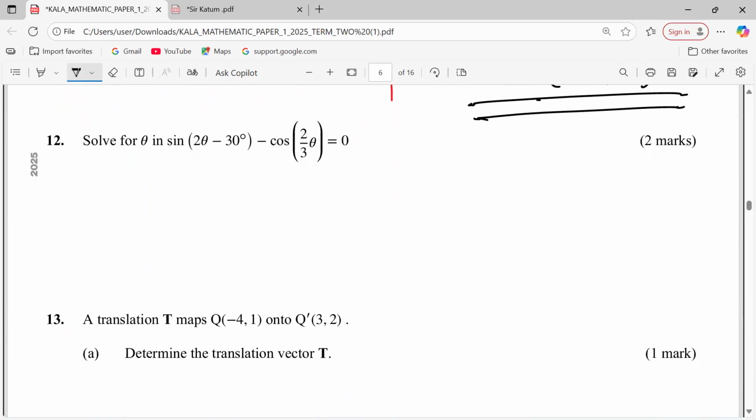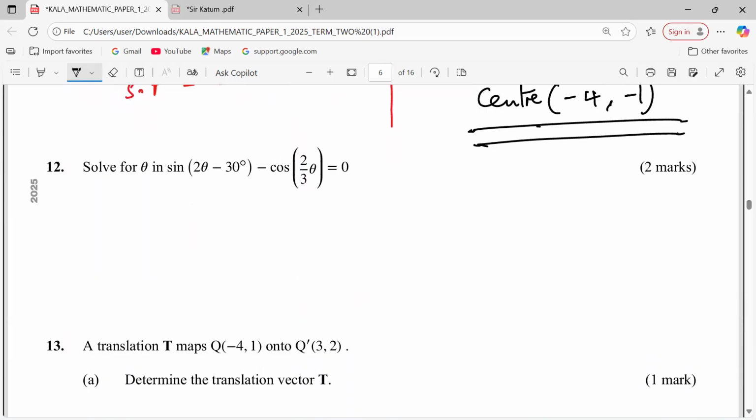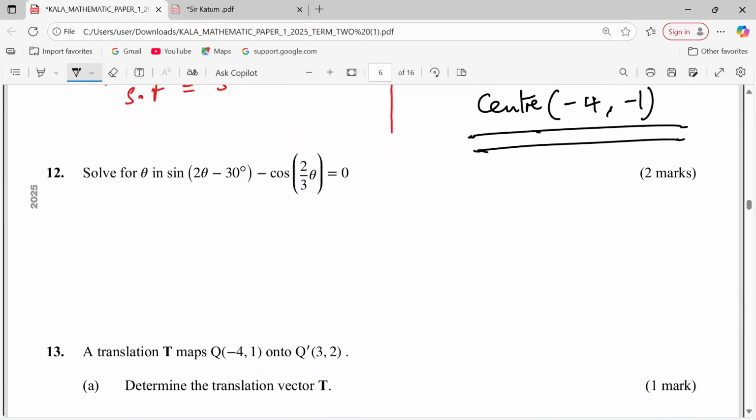Let's look at number 12. We are winding up section 1. Remember that. At number 12, ladies and gentlemen, we are taught to solve for theta in the sine of 2 theta minus 30 minus the cosine of 2/3 of theta equals to 0. Remember, this can be re-expressed: sine of 2 theta minus 30 equals the cosine of 2/3 of theta. Yeah, we can equate like that. It's very good for you to remember this.